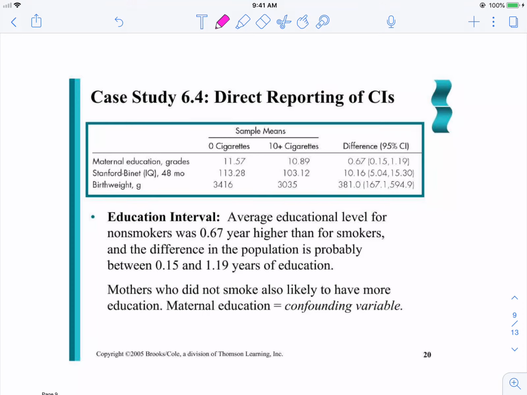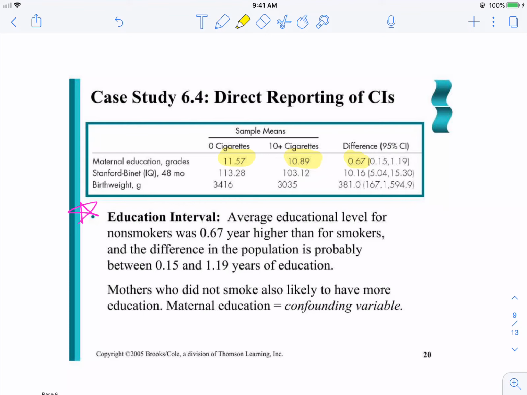So first, let's look at the education level of the mother going into this. We see that we have two means here, two averages. The non-smokers had an average education level of 11.57 years. The smoking mothers had an average level of education of 10.89. So the construction of that 95% confidence interval: that difference was 0.67. If you were to subtract 11.57 minus 10.89, that's a difference of 0.67.